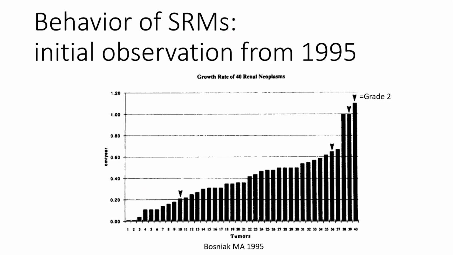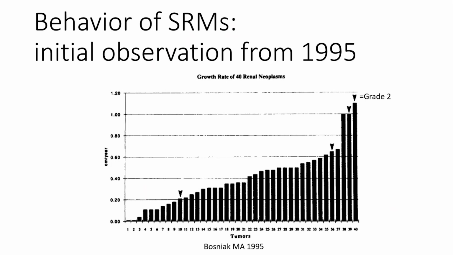And so what that graph is showing you is the number of patients. Each column is a patient or tumor in a patient, and then the growth rate. And you can see that invariably the overwhelming majority of these grew less than 1 centimeter over the course of a year. And in fact, most of them even less than that.